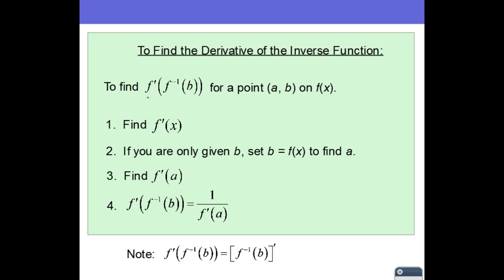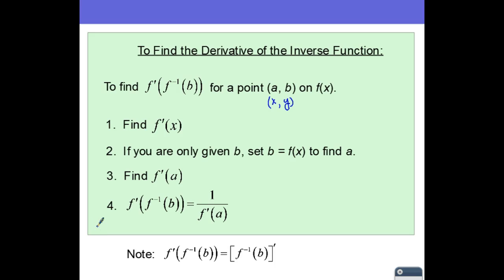If we are to find f prime of f inverse of b, and so they tell us that f prime of f inverse of b, that's the same as f inverse of b prime. In other words, that's the derivative of the inverse. So for a point (a, b) on the function f of x, notice that a is an x value, b is a y value.